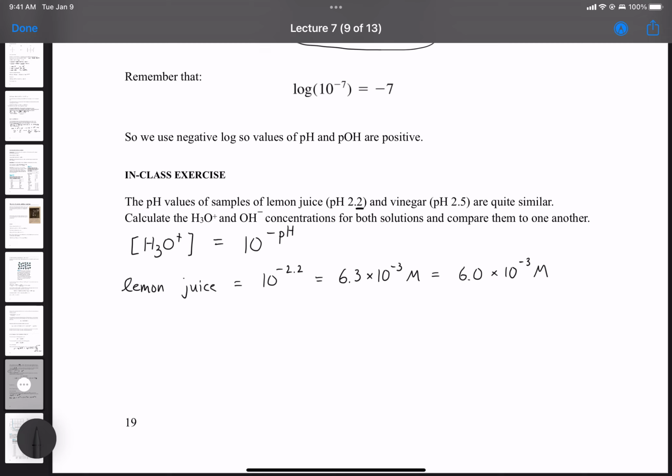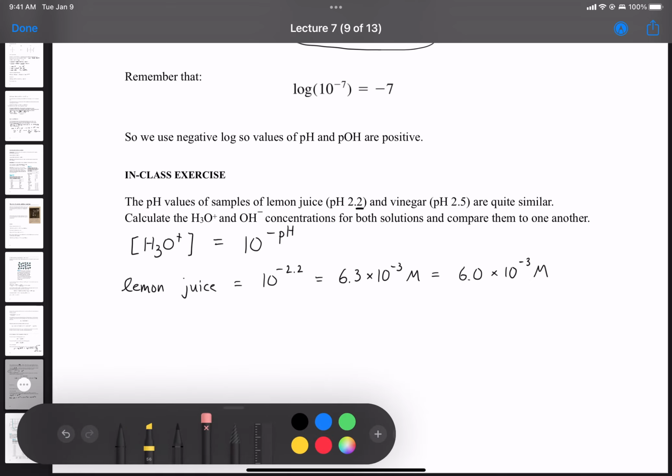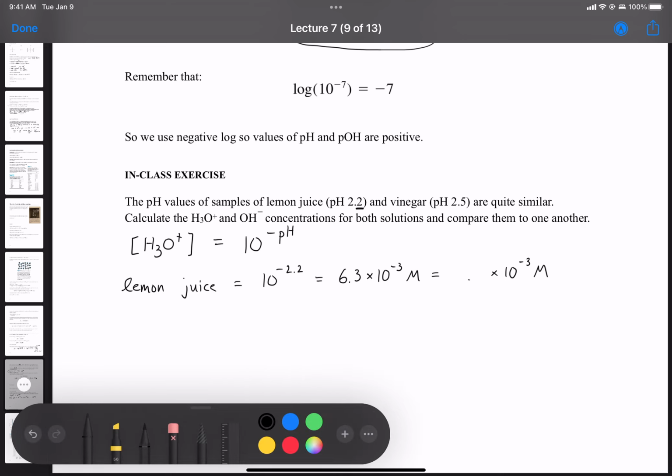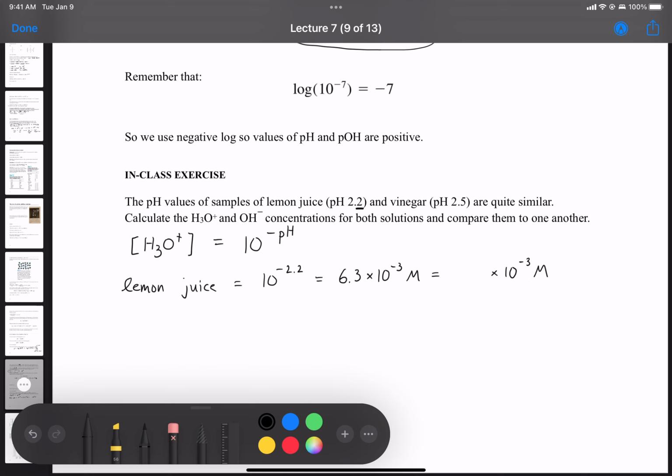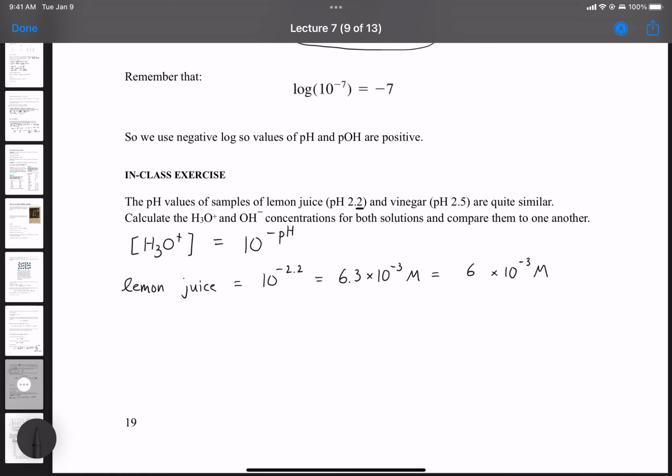Okay, the sig figs. There's only one decimal place in the mantissa of the pH value, so we should only round. Oh, sorry, it shouldn't be 6.0. It should be 6. So we should only put one significant figure in our concentration. But let me just double check here because I want to make sure I'm doing the right sig figs for logs.